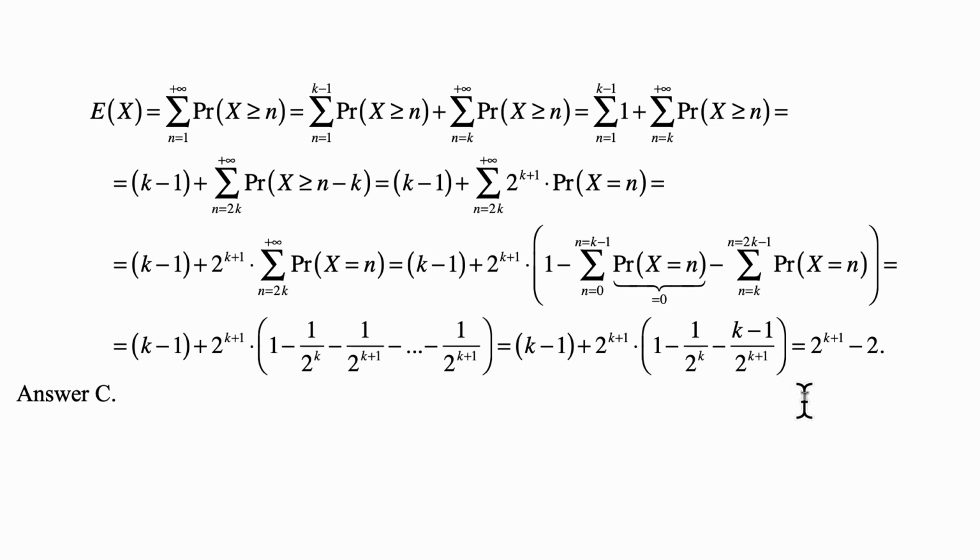Okay. Then all we need to do is just calculate all this out. So multiply 2 to the k plus 1 by these expressions becomes 2 to the k plus 1 minus 2 minus k minus 1, so minus k plus 1. But really minus k minus 1 and plus k plus minus 1, that cancels out. So what do we have left? We have left 2 to the k plus 1 minus 2. And that's answer C.